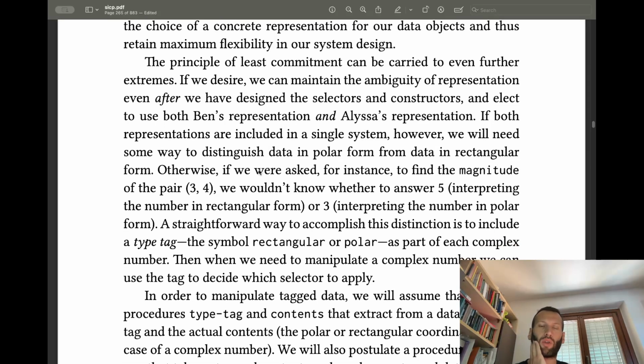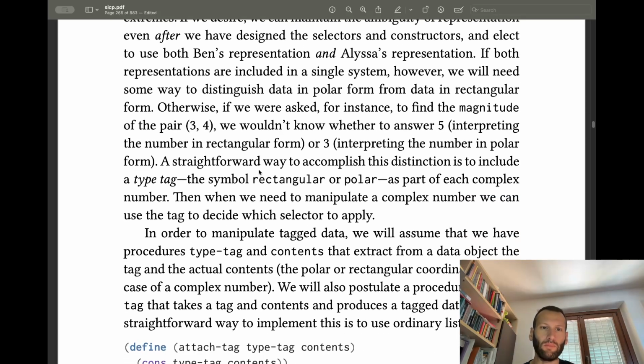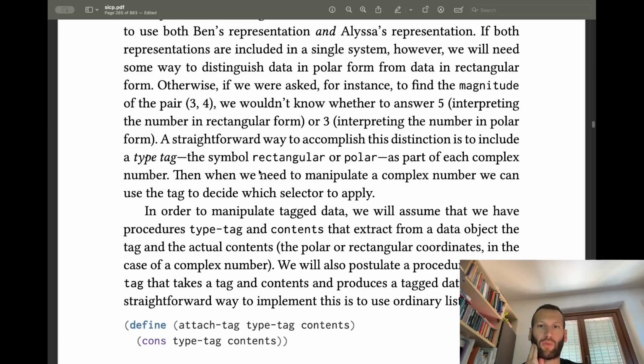The principle of least commitment can be carried to even further extremes. If we desire, we can maintain the ambiguity of representation even after we have designed the selectors and constructors, and elect to use both Ben's representation and Alyssa's representation. If both representations are included in a single system, however, we will need some way to distinguish data in polar form from data in rectangular form. Otherwise, if we were asked, for instance, to find the magnitude of the pair 3, 4, we wouldn't know whether to answer 5, interpreting the number in rectangular form, or 3, interpreting the number in polar form.